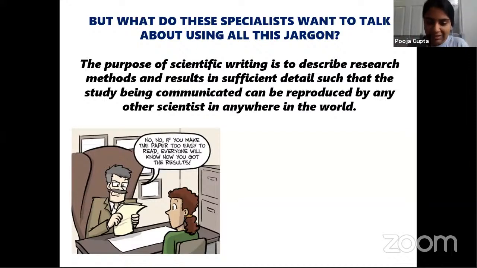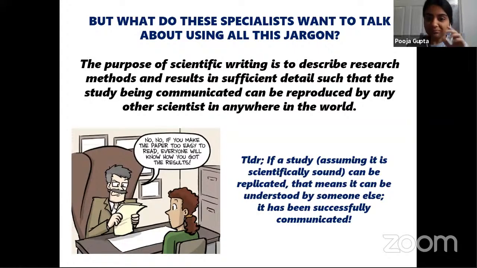The objective is, this is what I've done, this is what I've found. If you don't believe me, you can repeat what I've done and you will see that you will get the same results. If a study, assuming it's scientifically sound, can be replicated, that means it can be understood by someone else. So you have managed to communicate your work successfully because you were able to say what you wanted to say and the other person was able to understand what you wanted them to understand, right?